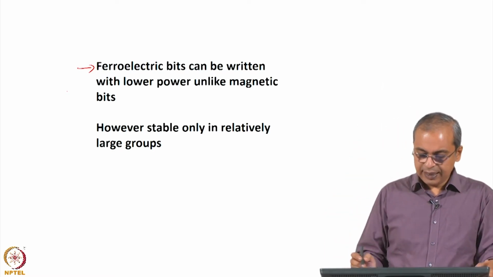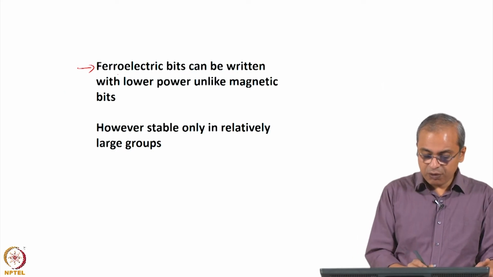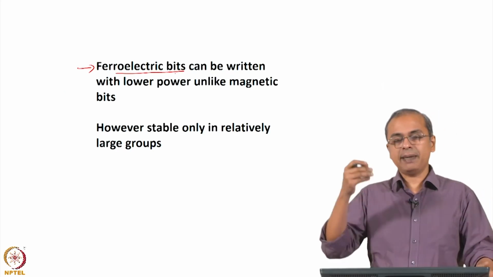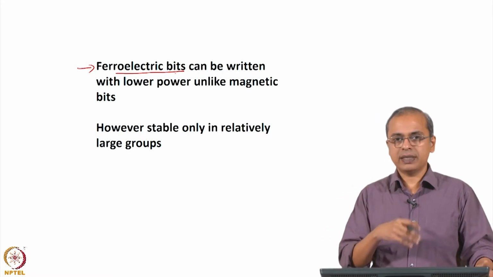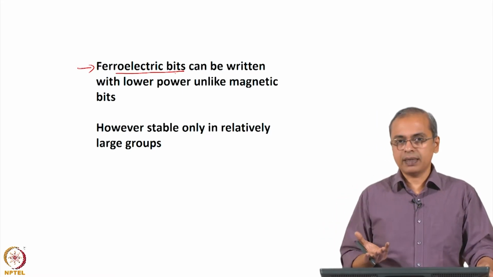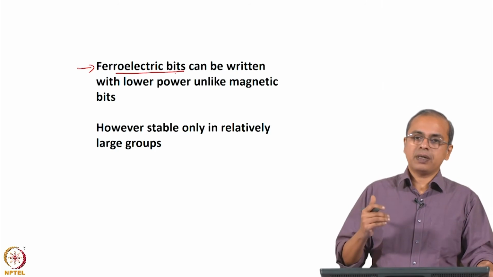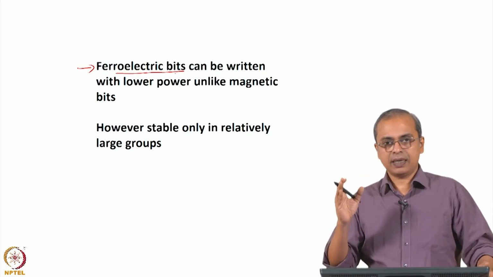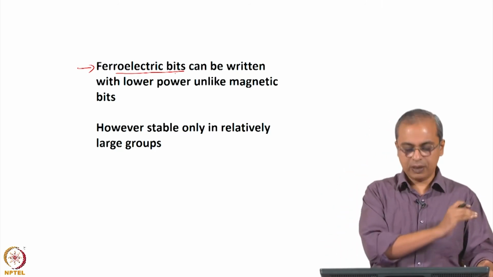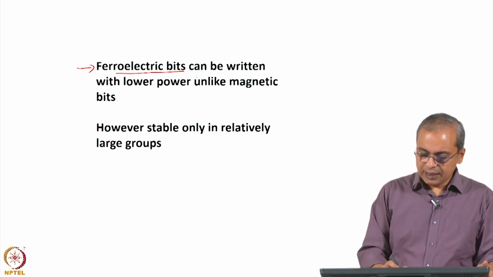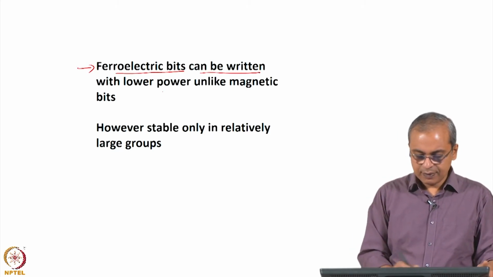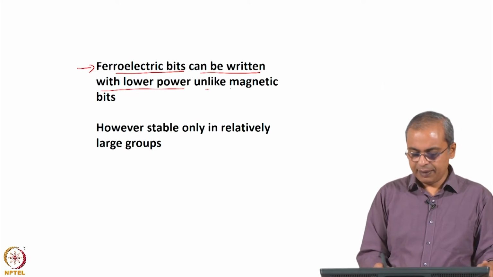So, therefore you can think of the concept of a ferroelectric bit. A bit is basically where you are holding the 0 or 1. So, you can think of it as a ferroelectric bit, which you can switch to a condition that you can keep calling as 0 and another condition that you can keep calling as 1. And so, this can typically be written with lower power, unlike magnetic bits.